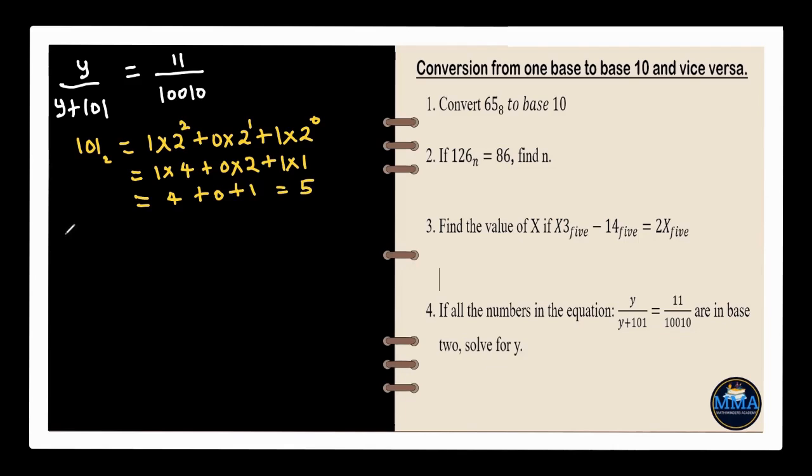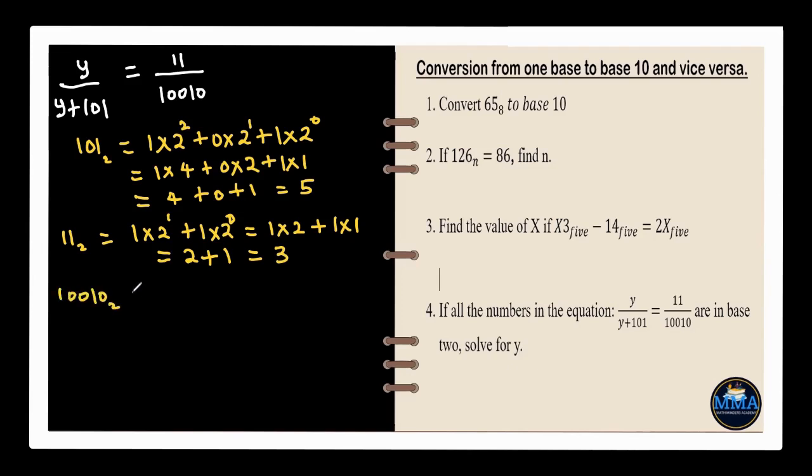And then let's convert another one. We want to convert 11 to base 10. That's 1 times 2 raised to power 1 plus 1 times 2 raised to power 0. So this is going to give us 1 times 2 plus 1 times 1. This gives us 2 plus 1, and we have 3.